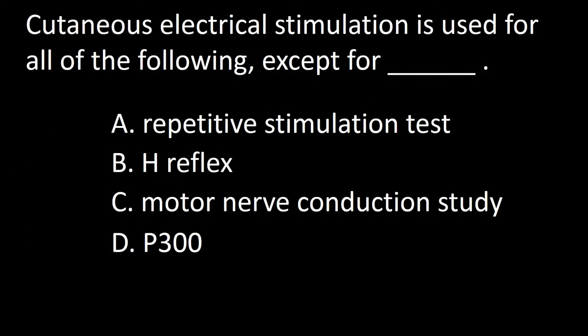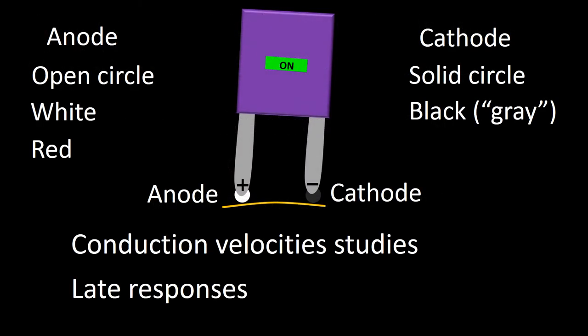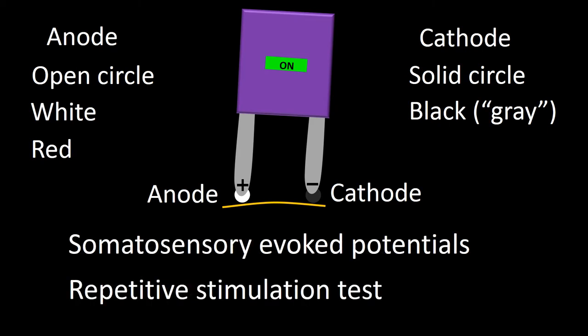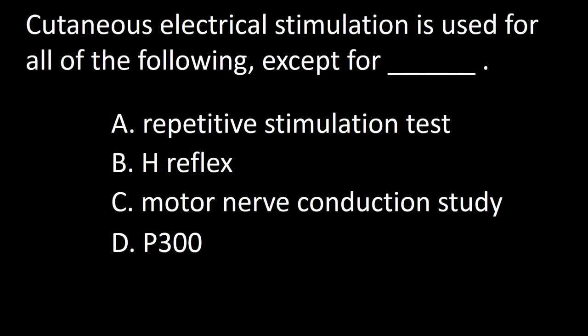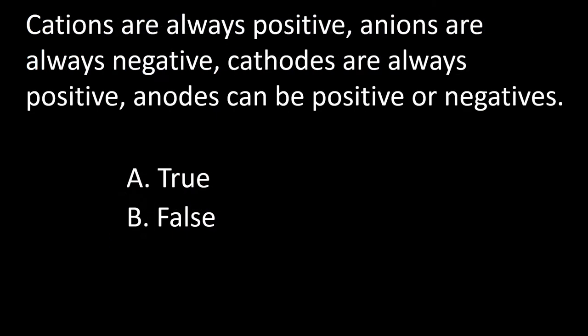The first question is, cutaneous electrical stimulation is used for all of the following except for A. Reparative stimulation test, B. H reflex, C. Motor nerve conduction study, D. P300. Cutaneous stimulation in neurophysiology is used for nerve conductions, late responses, somatosensory evoked potentials, and reparative nerve stimulation tests. So the answer to this question is P300.